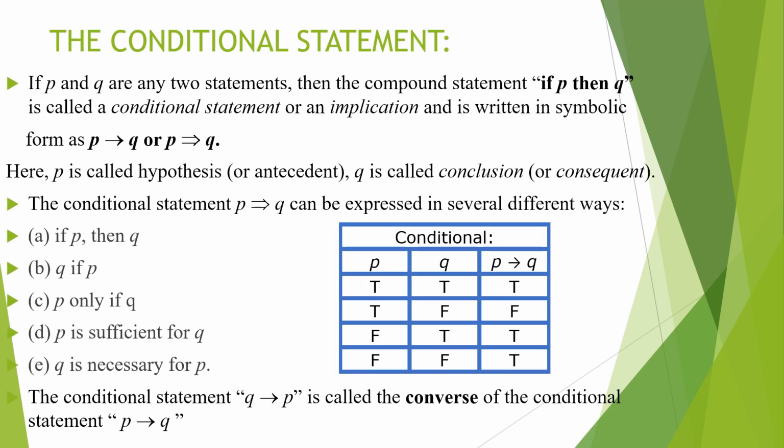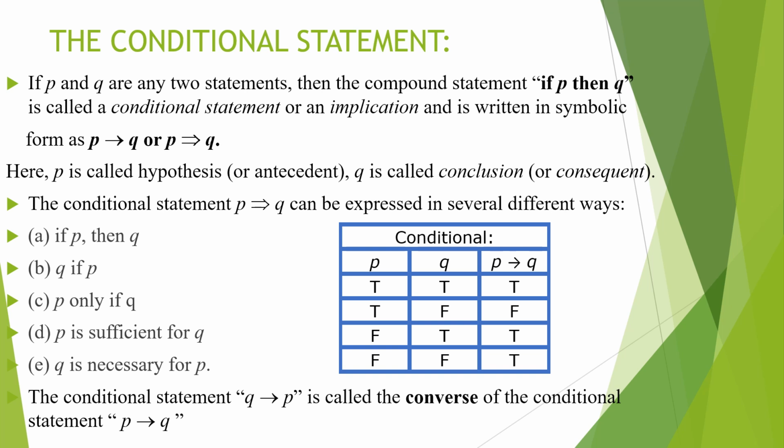We saw the three basic connectives. Now, this is an important thing. If P and Q are any two statements, the compound statement if P then Q is called the conditional statement or an implication, and it is written in this form. You can either write P arrow Q or if P then Q. When I am writing if P then Q, P is called the hypothesis or the antecedent. Q is called the conclusion or the consequent.